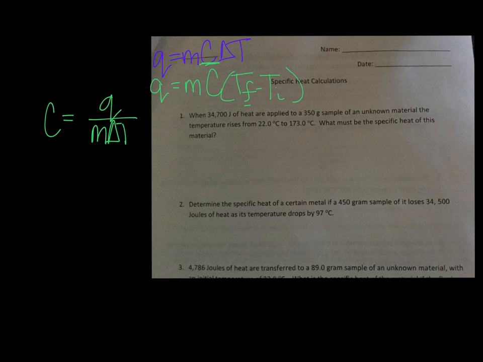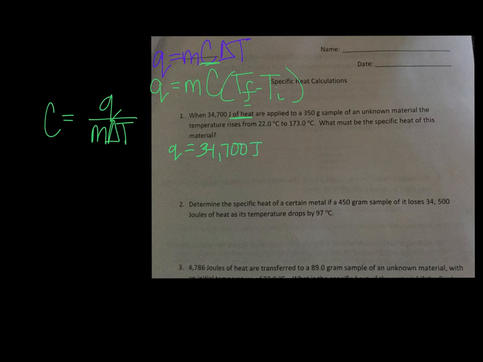When you run through your problem, I'm just going to run you through a little bit of this first problem, and then I promise we'll pack up. So when 34,700 joules of heat, all right, so heat, what variable do we use for heat? Q. So we're going to say Q is equal to 34,700 joules.